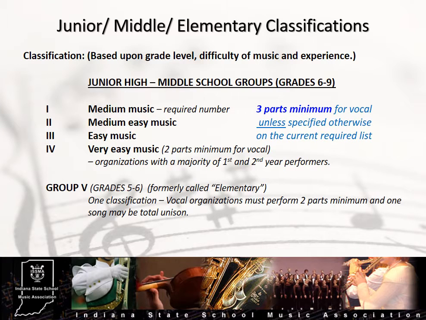At least 50% of the selected literature must be in 3 parts to satisfy this requirement. When looking at the score, Group 4 is allowed 2 parts, and Group 5 is the only classification that can sing in complete unison for one of their entire selections.